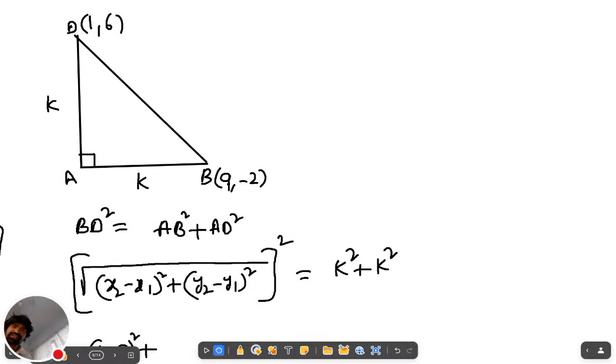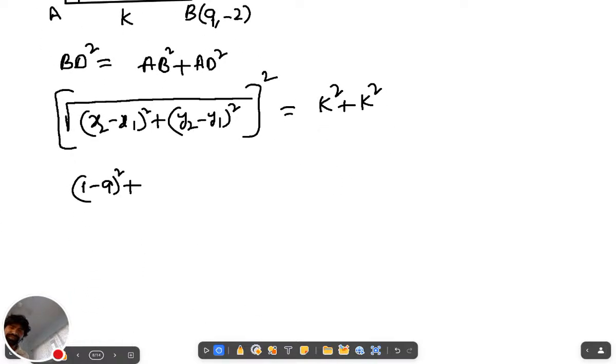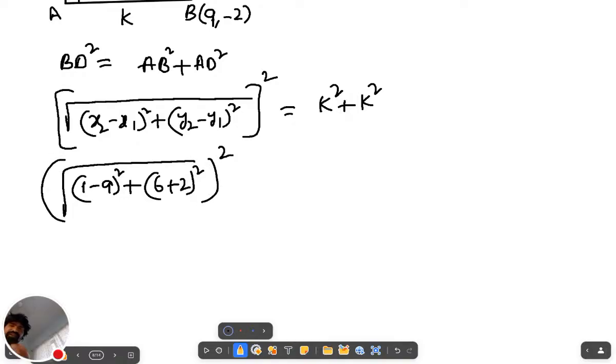Here y2 is 6, and 6 minus minus 2 is plus 2. So the distance is the square root of x2 minus x1 whole square, that means 1 minus 9 whole square, plus y2 minus y1 whole square, 6 plus 2 whole square, and this equals k square plus k square, which is 2 times k square. Now the square root and the square get cancelled.